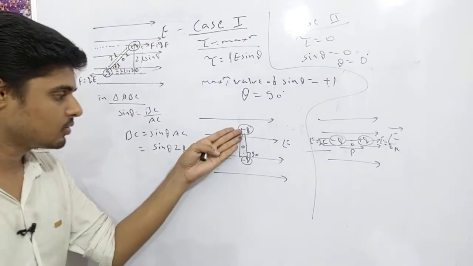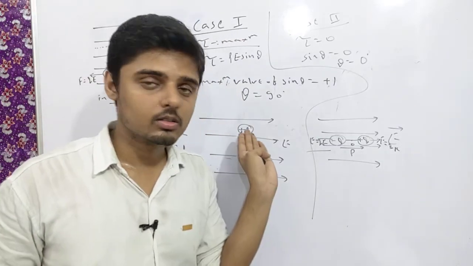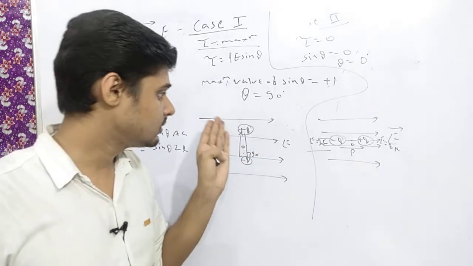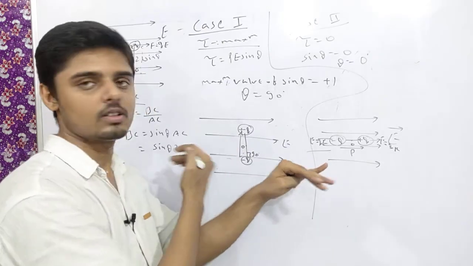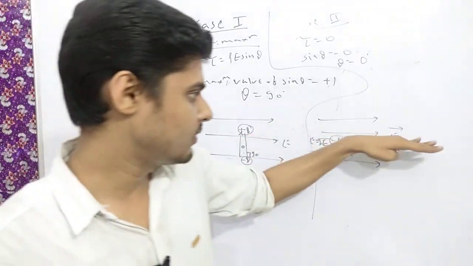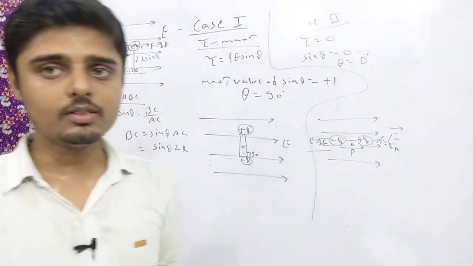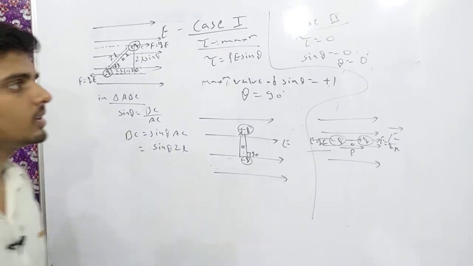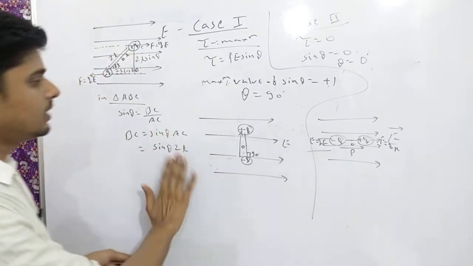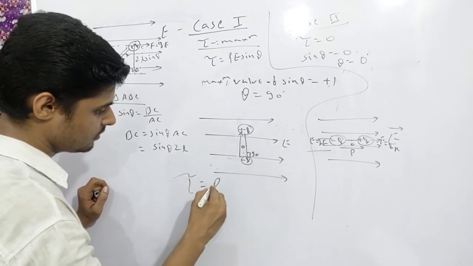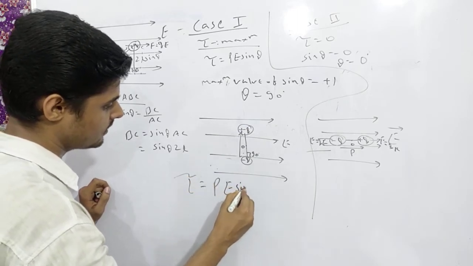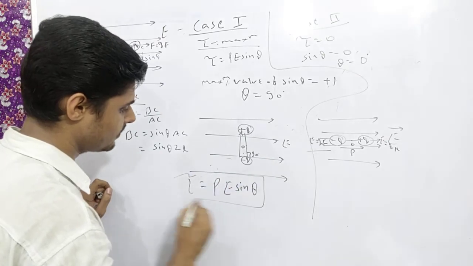But in the other condition you can see that the line of action is not the same. The line of action is like this, and this is another line, not the same. But in this case the line of action is the same, that's why the torque is 0. So you have to keep in mind that torque is equal to PE sine theta in the scalar form.